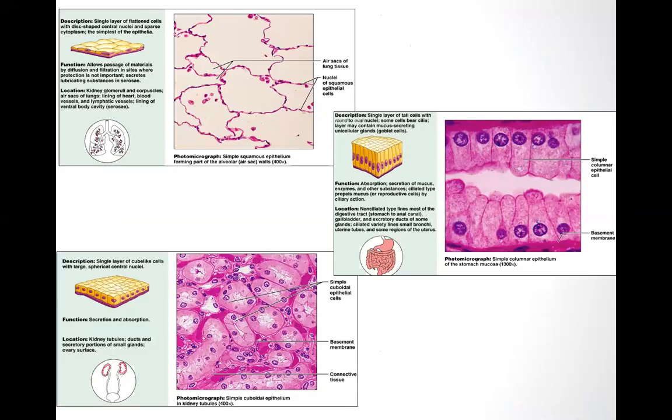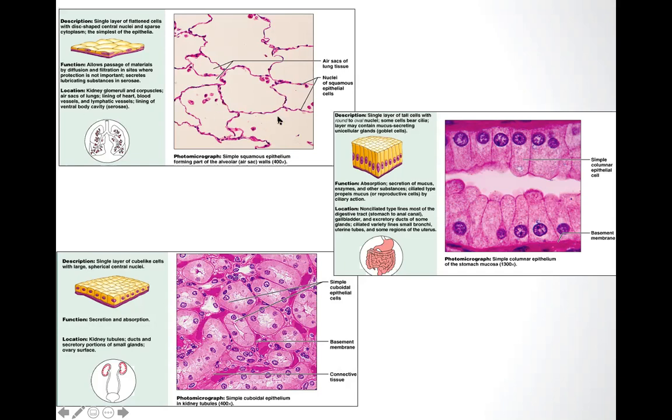Awesome. So one of the main things that I want you guys to know for both your lecture and lab, which we will be doing today, and for your exams, is being able to identify the main locations where you can find each of these cells. So here is an example of simple squamous epithelium. This is found inside your lungs. You can see the picture right here, that's your lungs.